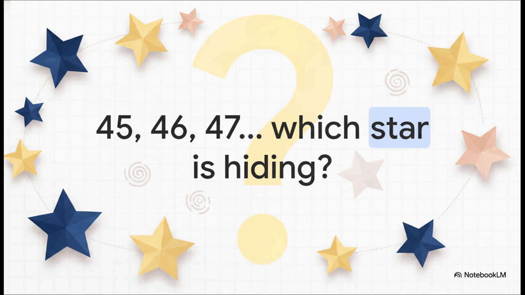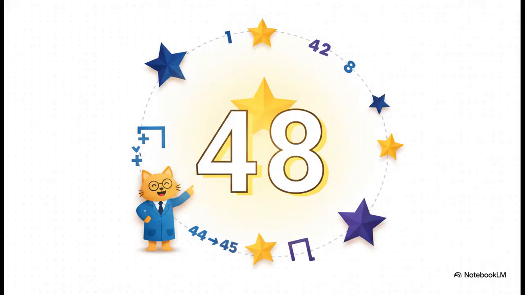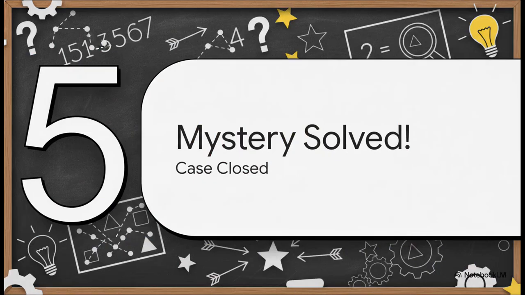He prompts us to count up 45, 46, 47. So which star is hiding in that exact space right before 49? You guessed it, 48 is the missing link. By plugging it into that gap, the numerical constellation is totally whole once more. And Professor Paws even notes that star number 48 shines the absolute brightest of all to signify the successful completion of this higher-end sequence. And with that, case closed, mystery solved.